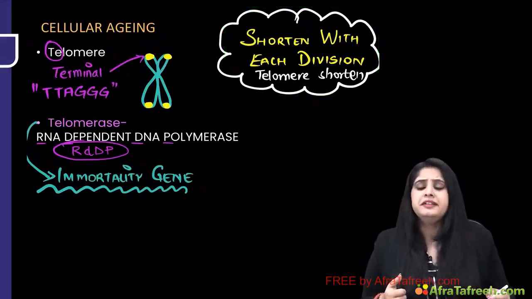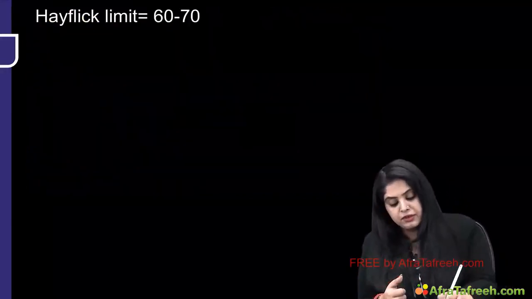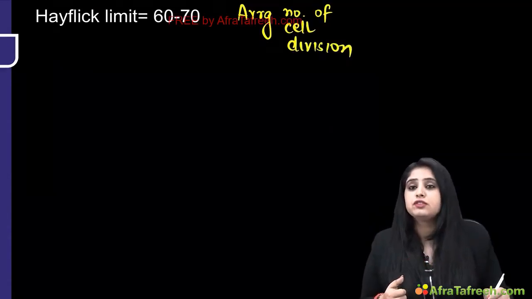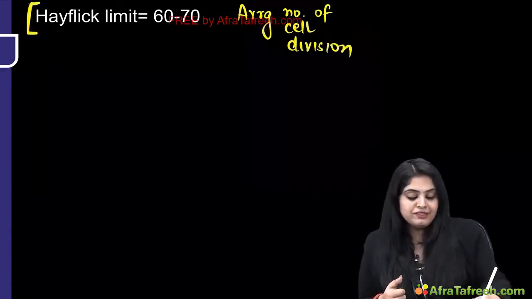many times can a cell divide? What is the average number of cell divisions? So the average number of cell divisions, a lot of controversy around it. Some books mention 40 to 60, some mention 60 to 70. Let's go by 60 to 70.